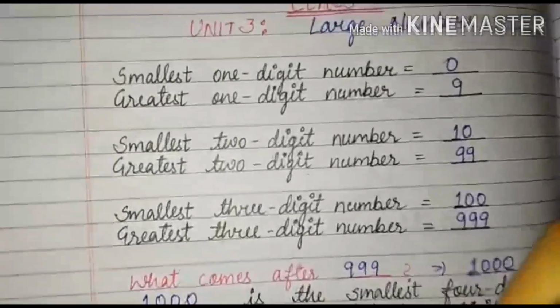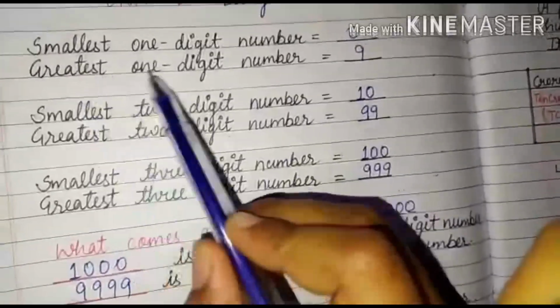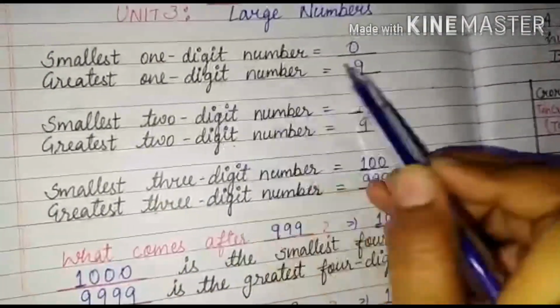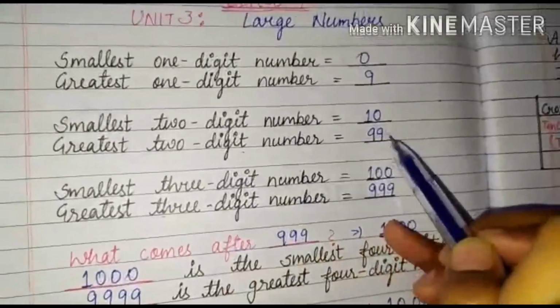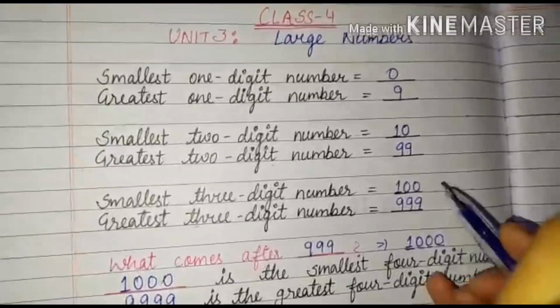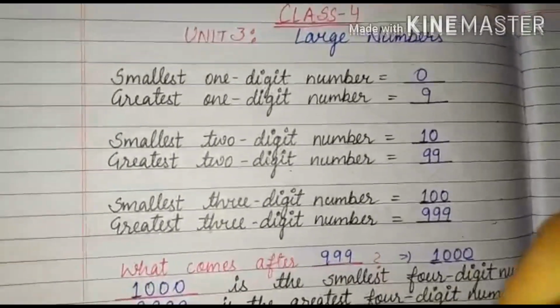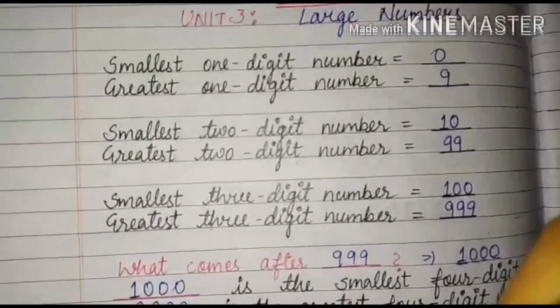Students, you must be seeing that there is a pattern going on. If I talk about the greatest one digit number, in one digit we have one 9. In two digits we have two nines. In a three digit number we have three 9s. So it is a series going on. If I ask you the greatest 7 digit number, then it must be seven 9s.